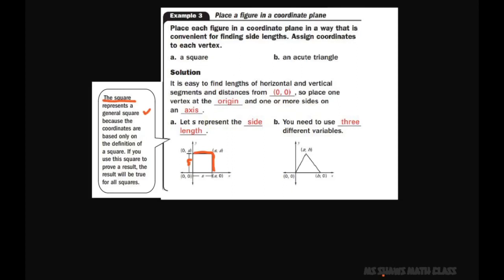All right, so then the acute triangle, we want all angles less than 90 degrees. So we just put it on the coordinate plane and usually always place it on the origin. Makes it easier. And S is your side length. And for B, this one, we need to use 3 different variables. So we used A, H, and B. So we're going to be getting more and more into coordinate plane type proofs.